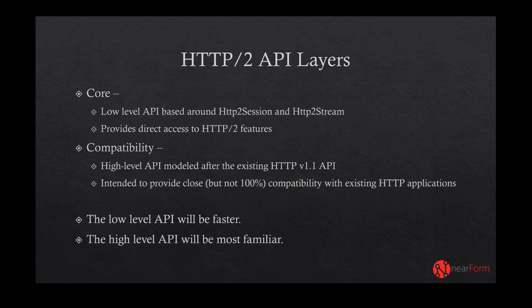So to recap that, a core low-level API based around HTTP2 session and stream will provide direct access to HTTP2 features. So push streams, prioritization, flow control, those kinds of things will be exposed directly through the core API. The compatibility API will hide quite a few of those HTTP2 features in order to provide an API that is very similar to what users have today with HTTP1. It will be close compatibility with existing code, but not 100%. So there will be some differences.